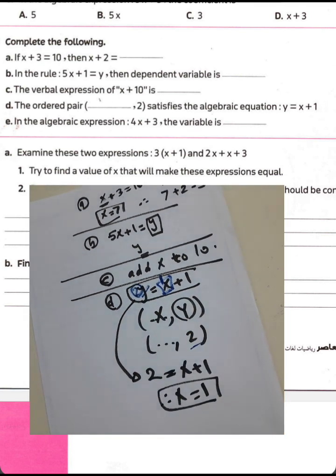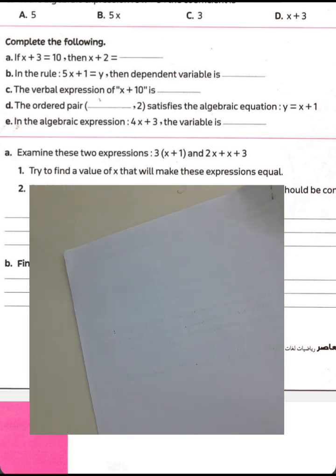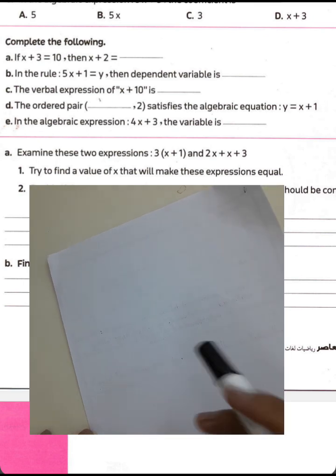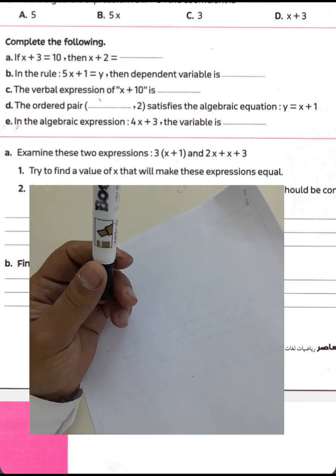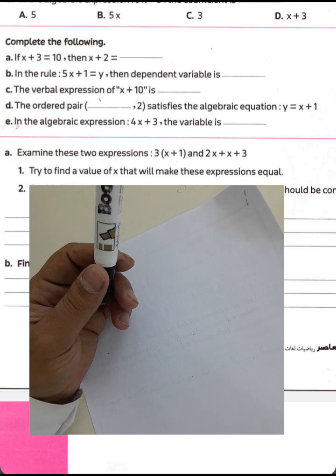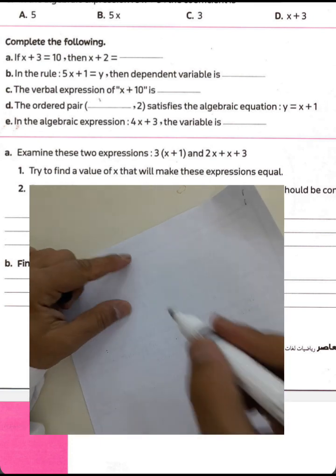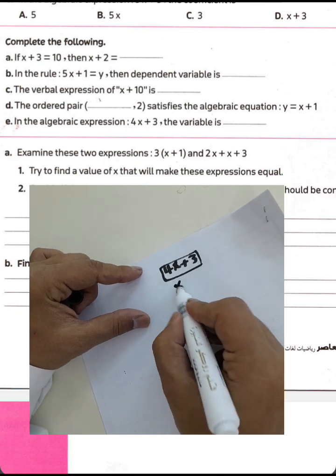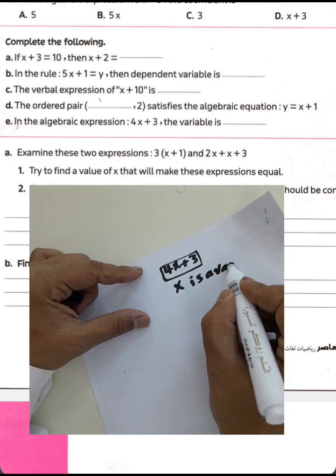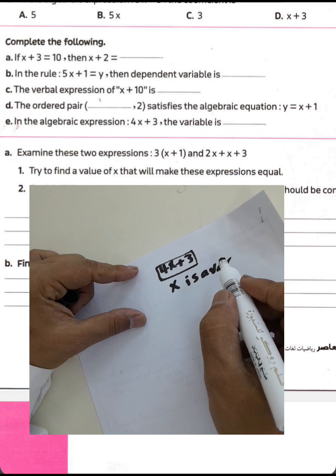Next question. Understood? Next question here. Letter E. In the algebraic expression 4x plus 3, the variable is x. We call x the variable. X we call what? Variable.